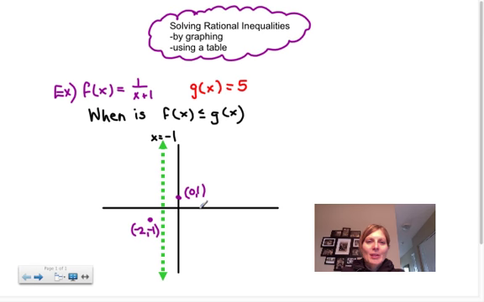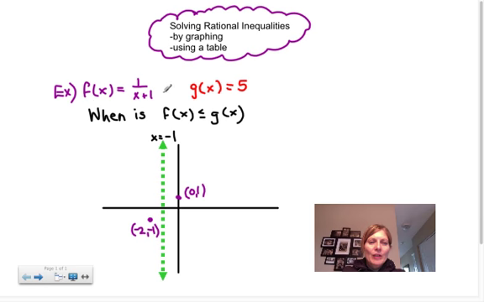So this video is about solving rational inequalities, and we're going to do it two ways. We're going to do it first by graphing, and then we're going to use a table. And that's the method that I think we should stick with, because when we're solving rational inequalities, it can get pretty complicated doing it graphing-wise. So we'll start off by graphing so you can see what's going on.